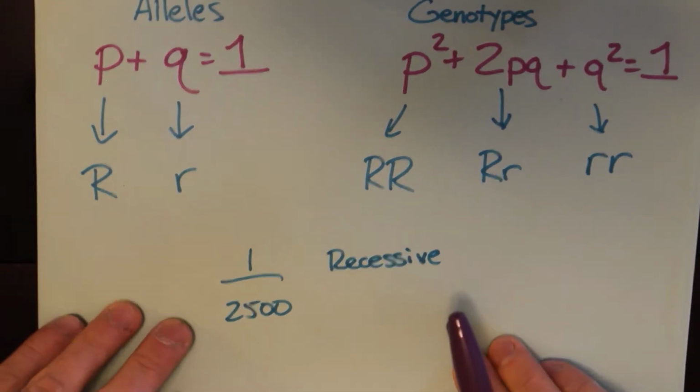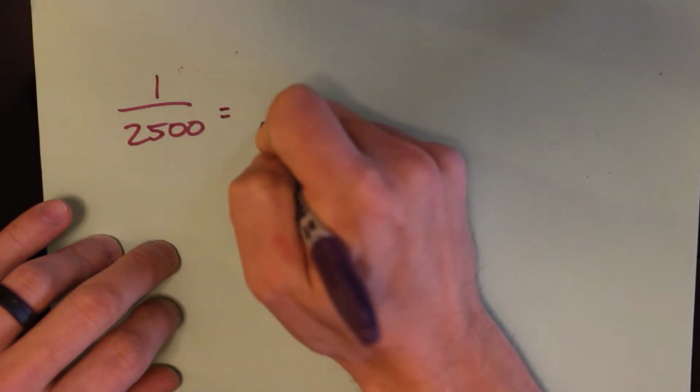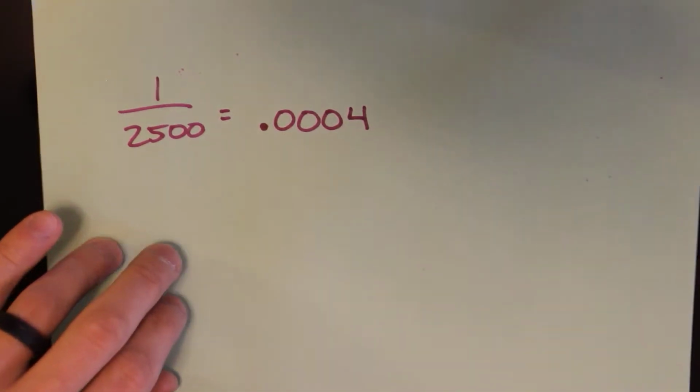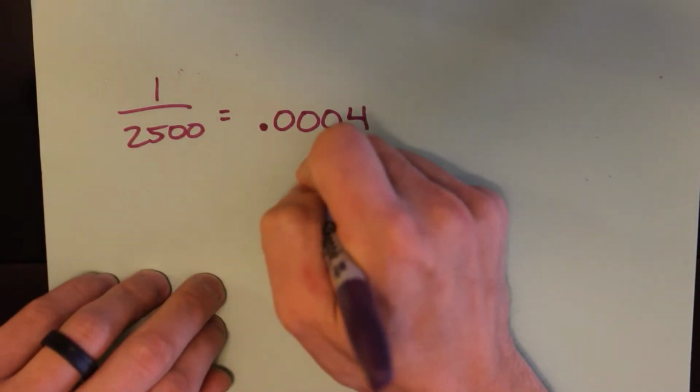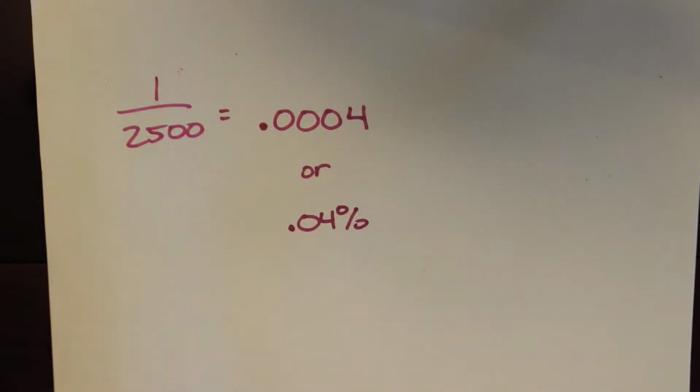We'll come back to this. So we got that 1 in 2,500. If we wanted to use this, we could get the percentage or the frequency, either one, out of this by doing 1 divided by 2,500. So when we do that, we get 0.0004. If we wanted to make that into a percent, we just times that number by 100, which would be 0.04%. So not that much.